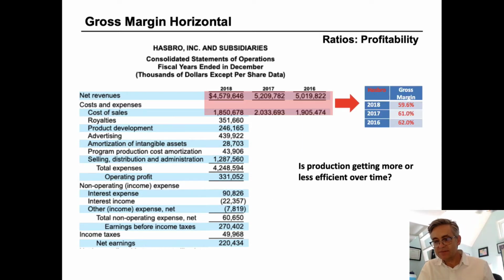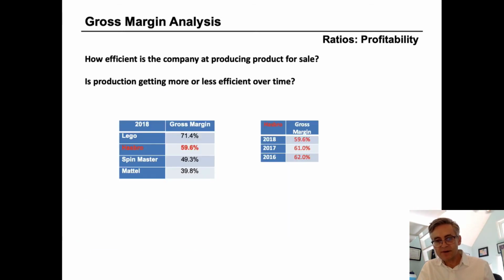And when we compare Hasbro's gross margin of 59% in 2018 to the same measure in prior years, we can see that it's been worsening over time. In 2016, it was 62%. It dropped by 1 percentage point in 2017, and then again in 2018. And using both of these comparisons together, we can see that while Hasbro's gross margin is still better than some of their peers, it is worsening over time.